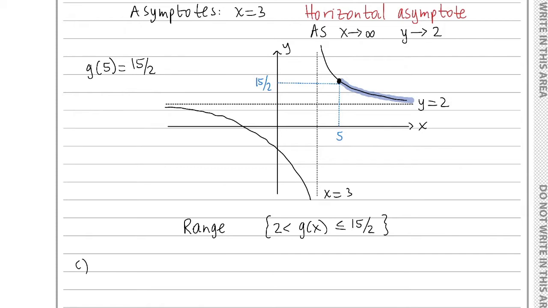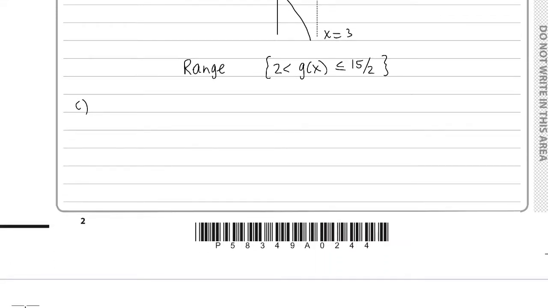Part C speaks about finding g inverse. So we will start by writing y is 2x plus 5 over x minus 3. I will interchange x and y, so wherever I see a y, I'll put an x. Wherever I see an x, I'll put a y. I will cross multiply and proceed in making y the subject.